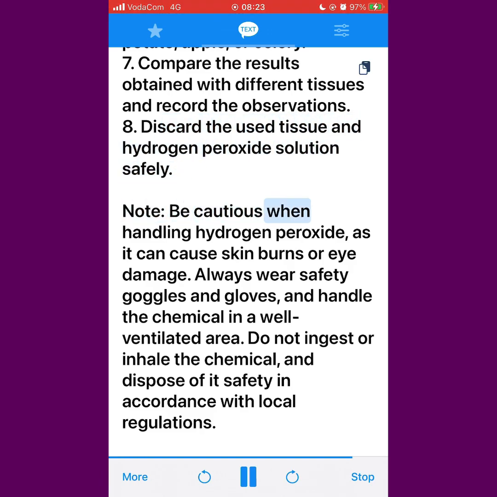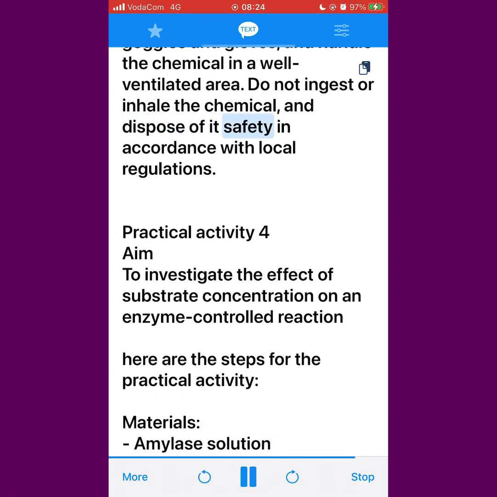Note: be cautious when handling hydrogen peroxide, as it can cause skin burns or eye damage. Always wear safety goggles and gloves, and handle the chemical in a well-ventilated area. Do not ingest or inhale the chemical, and dispose of it safely in accordance with local regulations.